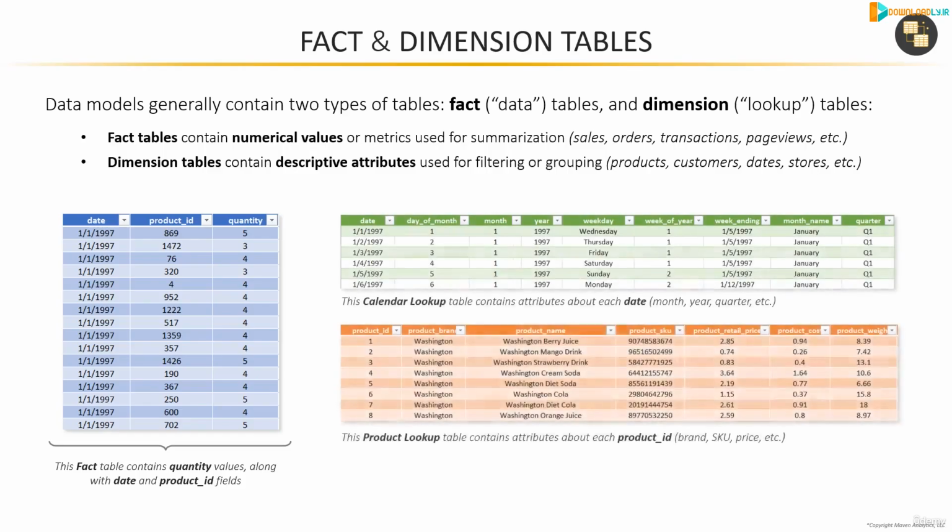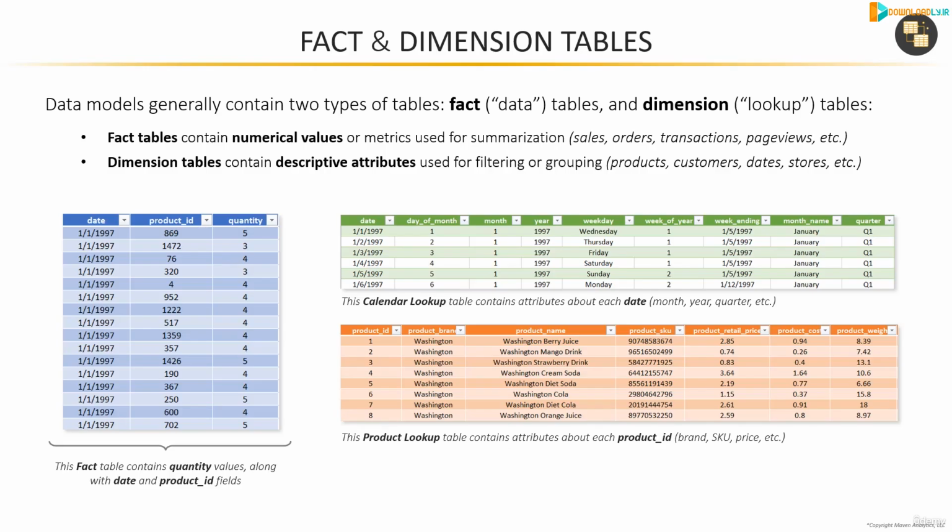We might also have dimension or lookup tables like these. In green, we have a calendar lookup table that contains attributes about each date, right? So each row or record of this table represents one unique date. And if you know the date, you also know all of these additional attributes, like the day of the month number, the year, the weekday, and so on and so forth.